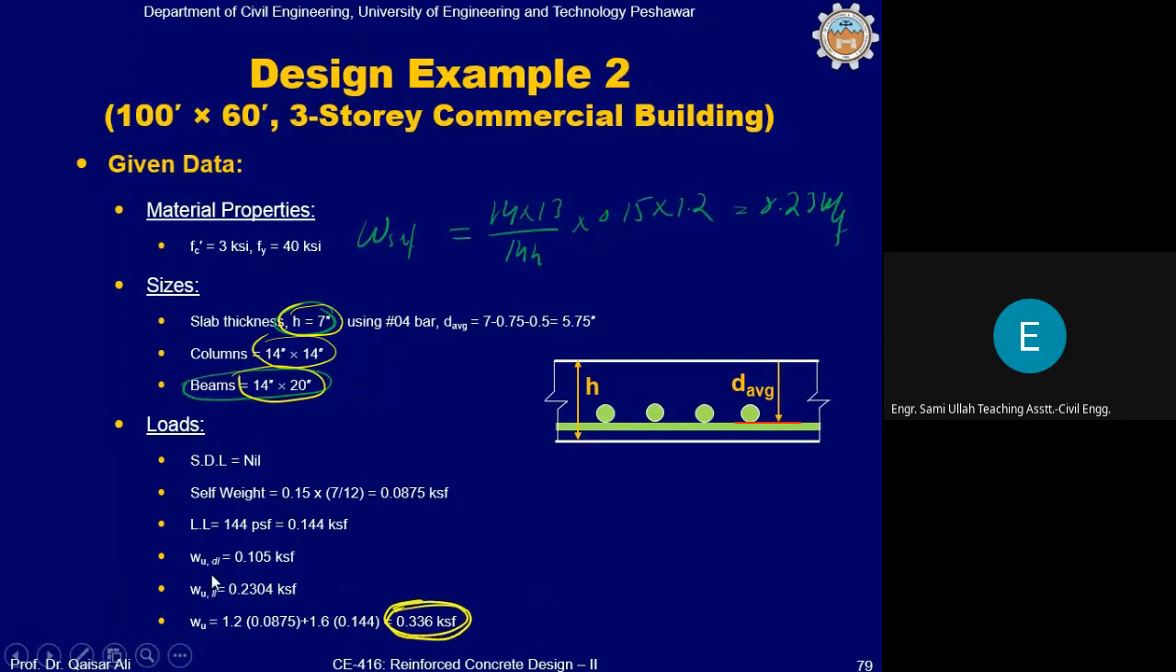Why we need ultimate dead load and ultimate live load separately? Can you tell me? You have to calculate them separately, sir. And because for positive moment calculation, we need separate dead load and live load values.